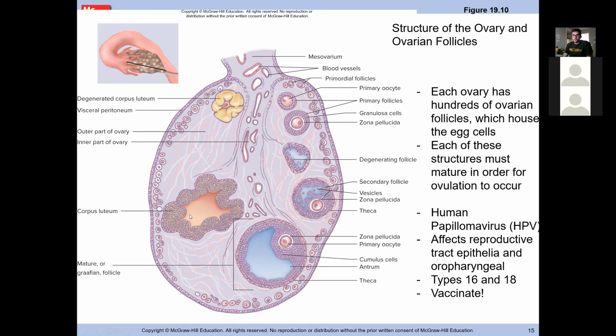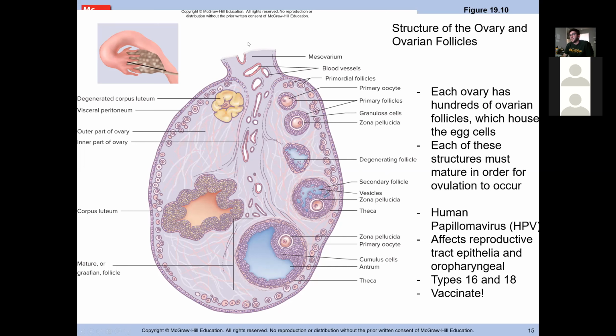Okay, so if pregnancy occurs, the corpus luteum is important for hormonal signaling to prepare the uterus for implantation. But if pregnancy doesn't occur, then the corpus luteum degrades and will end up being shed with the uterine lining during menses. Okay, so let's go around some of this, and then I'll get to some of these things on the side over here.